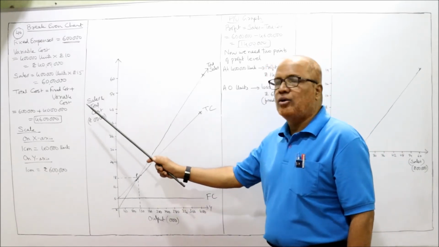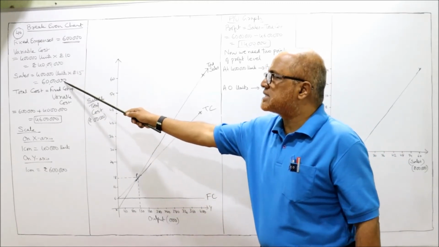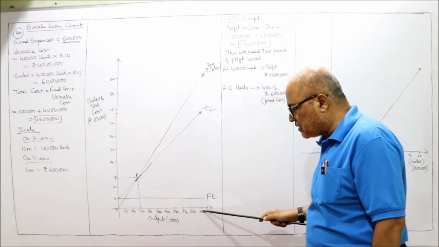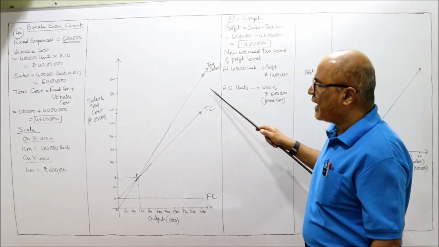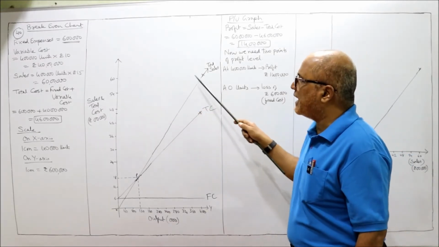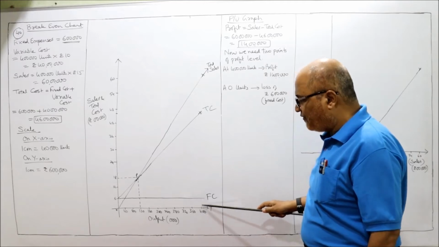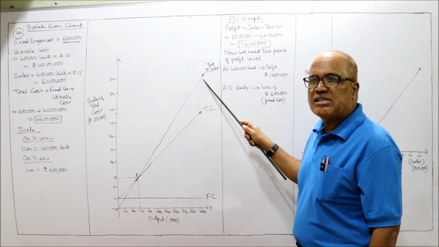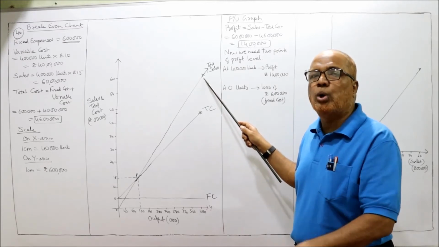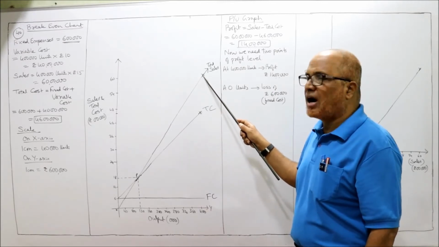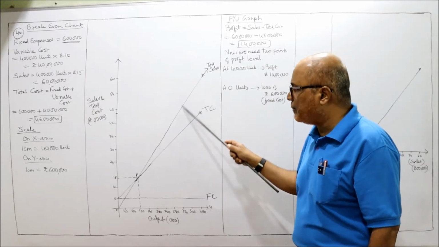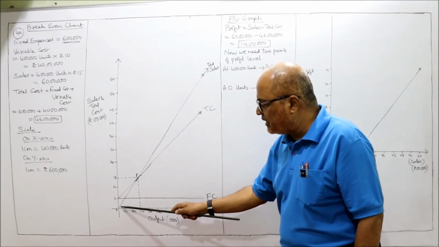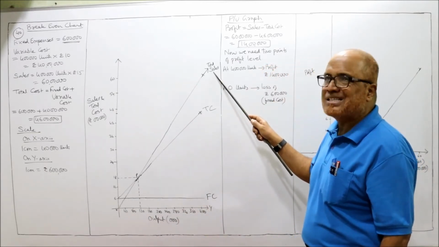At 4 lakh units, what is the total sales? 60 lakh. At 4 lakh units, 60 lakh rupees are the sales. So above this 4 lakh, against 60 lakh, put a mark. From this mark, join a straight line up to the origin. Origin is here, 0. From here, the straight line you get is the total sales line.